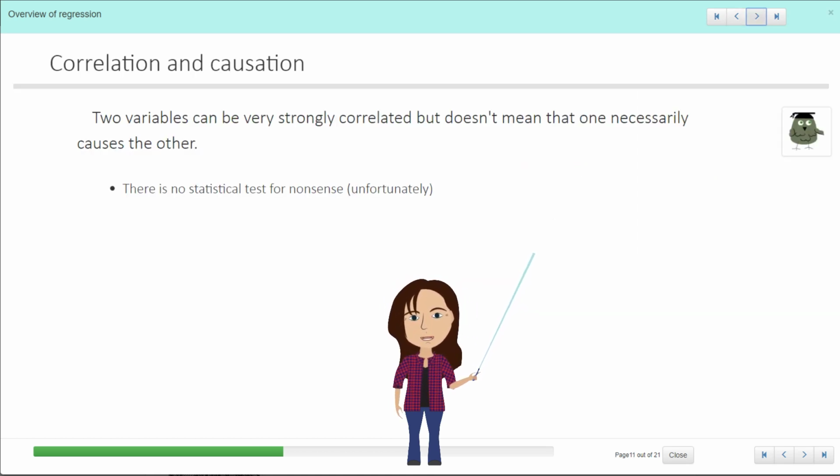Now just because two variables are correlated, of course, doesn't actually mean that one causes the other. And we have no statistical test for nonsense, even though that would be really wonderful if we did. So we do have to think about the variables and think, is this a genuine relationship, or is this what we call spurious? Is it just due to chance? Is it just random and it just happened?